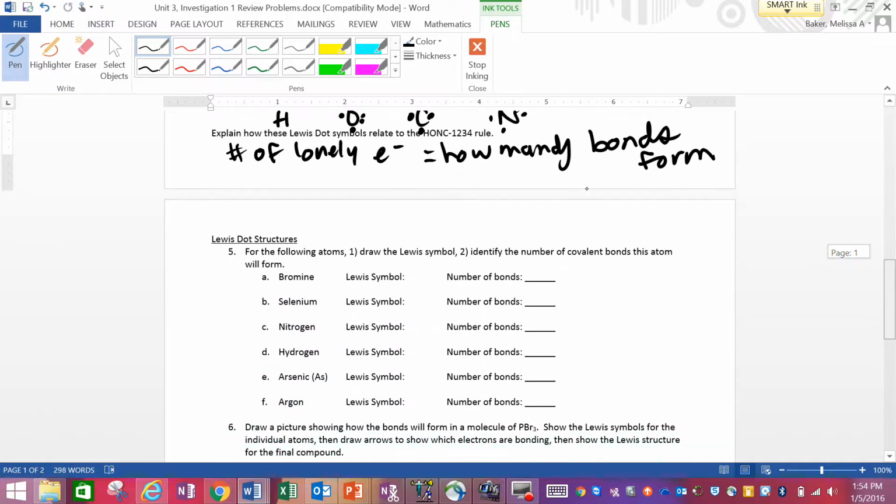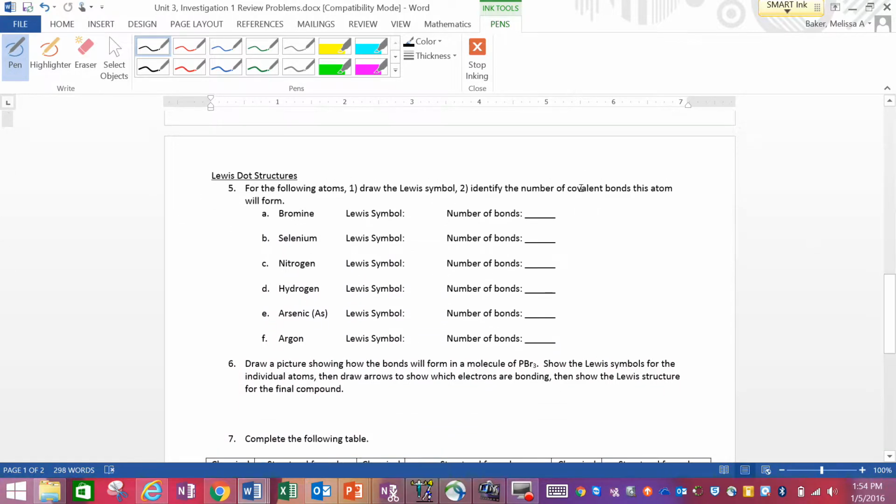All right, moving on to the back side. It says for these, draw the Lewis dot symbol and then identify how many bonds they can form. Bromine is in group 7A, so it ends up having 7 dots and just one lonely electron. Selenium has 6 valence electrons, so it has 2 lonely ones. Nitrogen has 5 valence electrons.